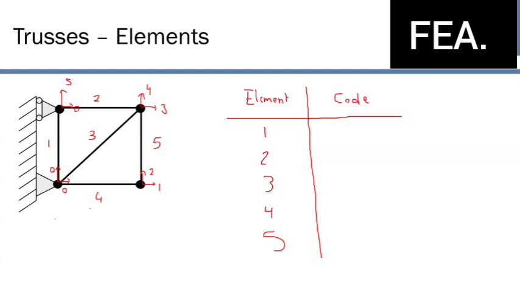Okay? So element 1 right here, it connects degree of freedom of 0, node 0, and node 0 here, node 5, right? That's how we're going to kind of number it. Element 2 this way, it connects 0 in the x, 5 in the y, to 3 in the x, to 4 in the y. Element 3, what do you think it is? 0, 3, 4. Yes, excellent.